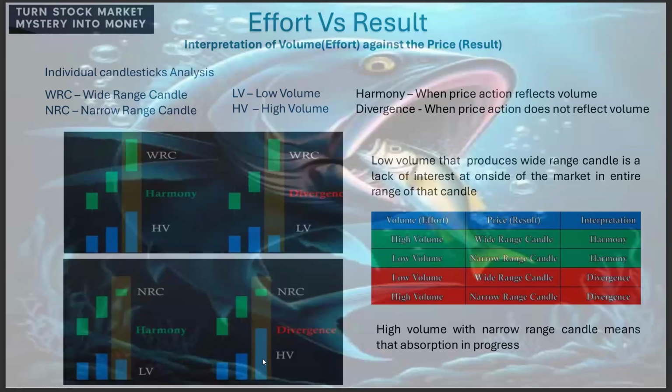Similarly, when the market is accumulating at the bottom, you can see high volume and then the candles would be in a narrow range. But for clarity, to understand this harmony versus divergence, this is the basics. Then we would have multiple candles with different volumes. How to look at those, we can look at later: which one is healthy and which one to avoid?